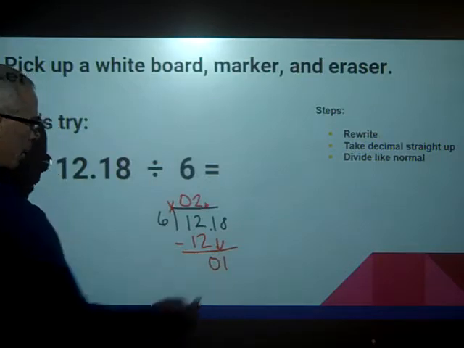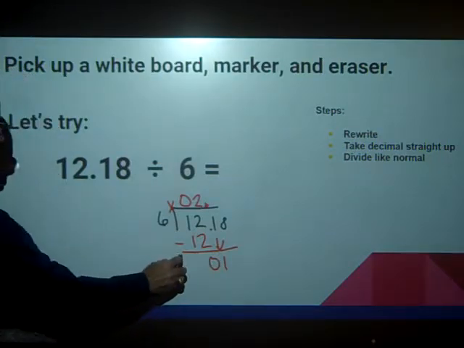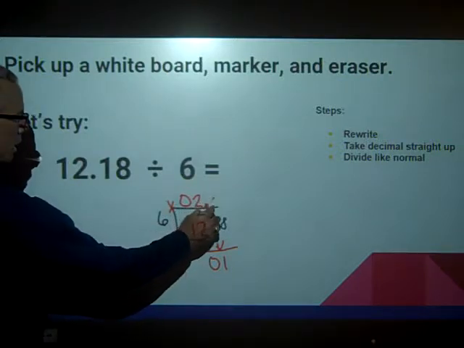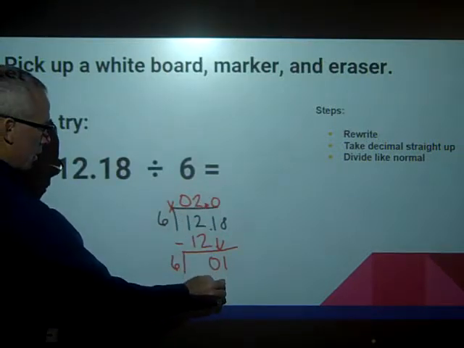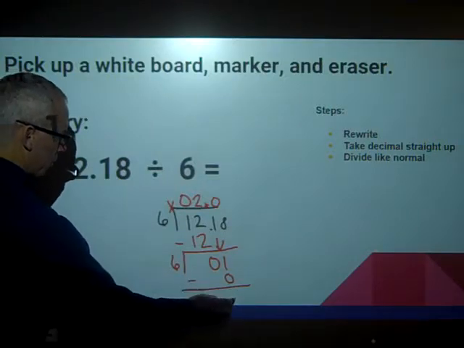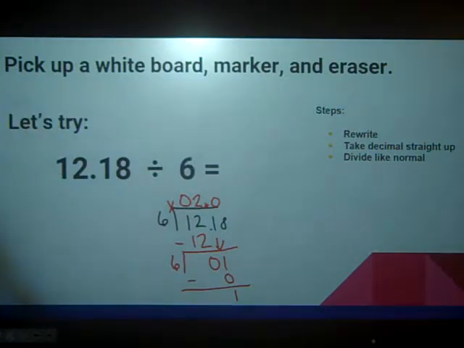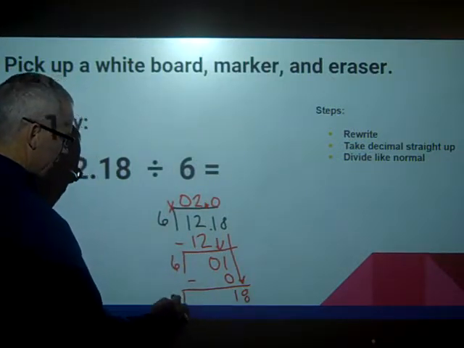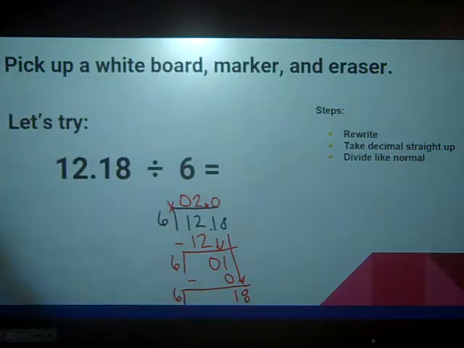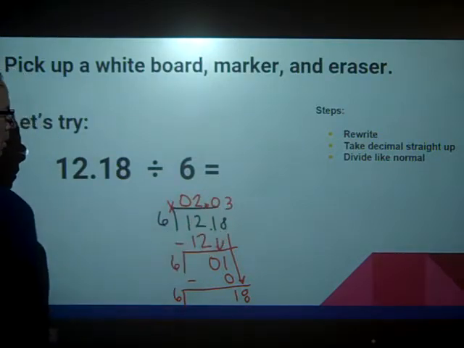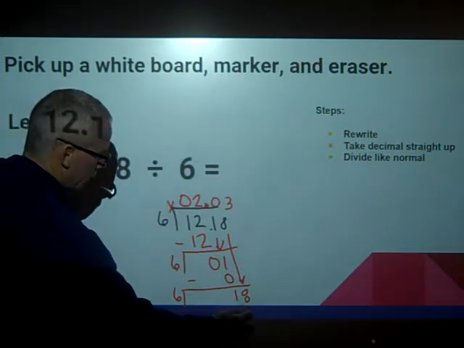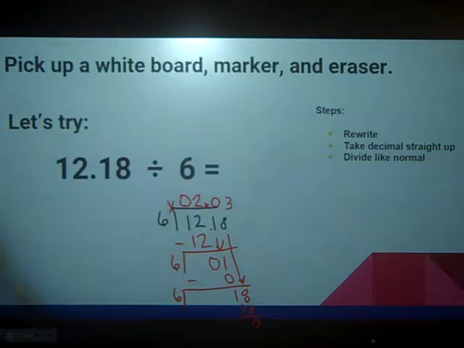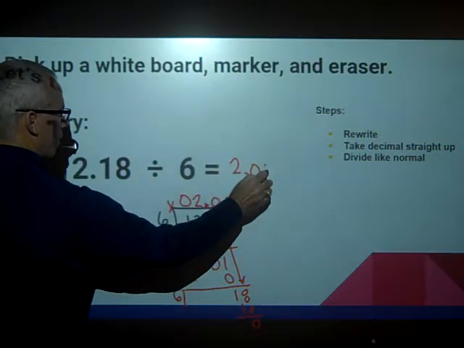Oh, I see a problem. Do you see a problem? Yeah. Rewrite my divisor. 6 goes into 1? 0 times. 6 times 0? 0. Subtract. Is 1 less than 6? Yes. Bring down the 8. None of this is new. 6 goes into 18? 3 times. 6 times 3? 18. Subtract? 0. Anything left? No. So what's my answer? 2 and 3 hundredths. All right.